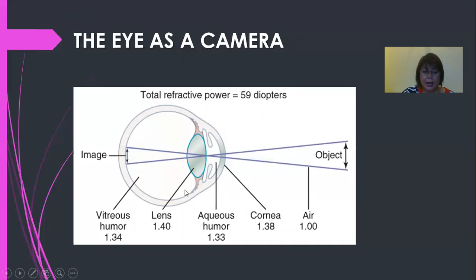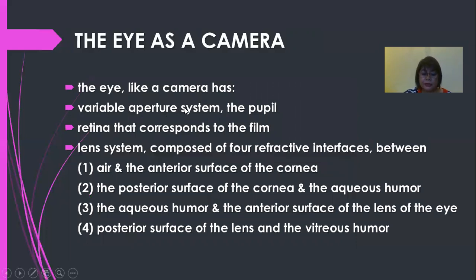So let's now see the eye. The eye as a camera has the aperture, the pupil, the lens system composed of this whole thing, cornea, aqueous humor, lens, vitreous humor. And then the film or the image is registered in the retina, which is the film system of the camera. So this whole thing, the eye, has a total refractive power of 59 diopters. So it has a very strong refractive power. It has an aperture system, the pupil. Retina corresponds to the film.